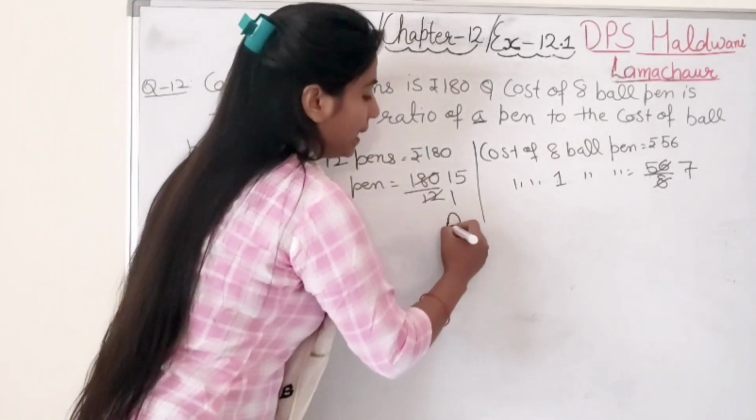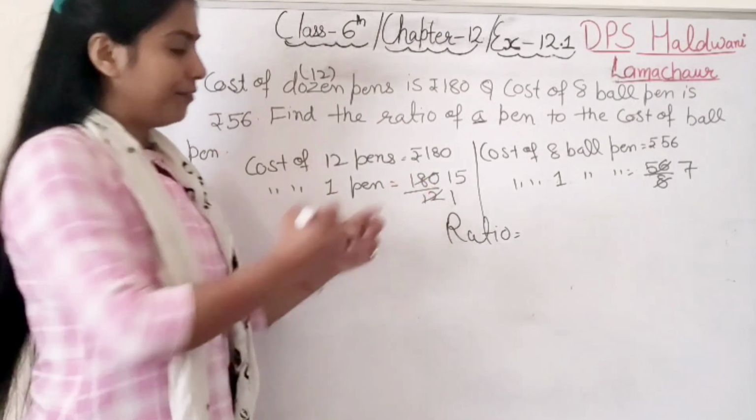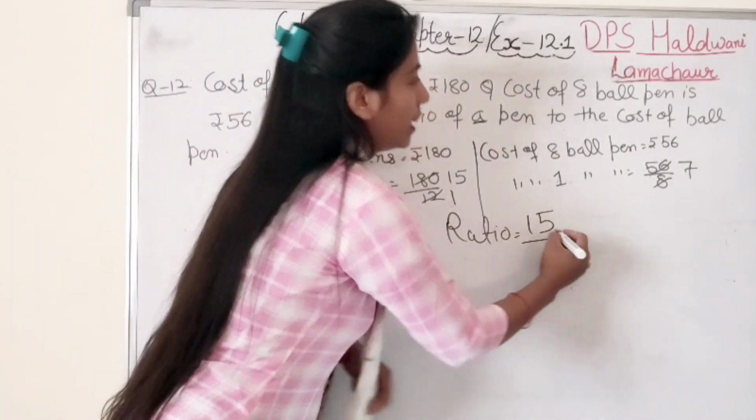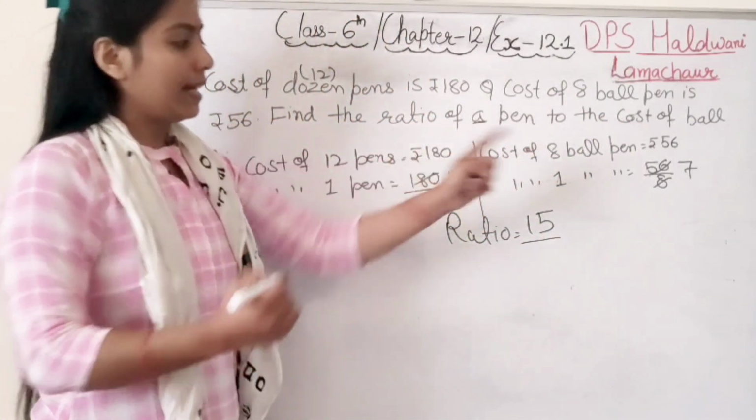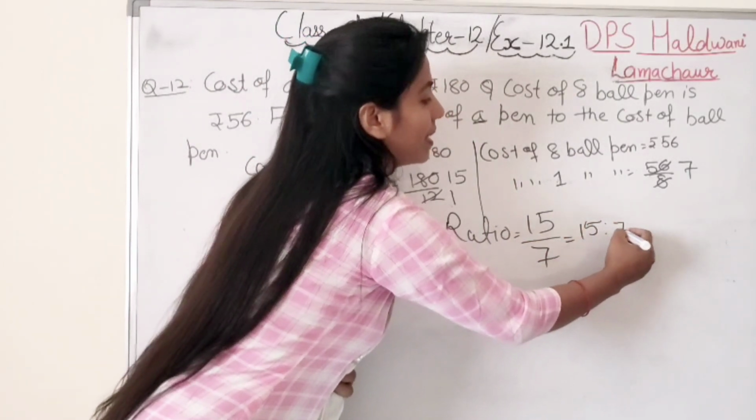Now you have to find out the ratio. The ratio of the pen, 15, to the ball pen, that is 7. So the ratio will be 15:7.